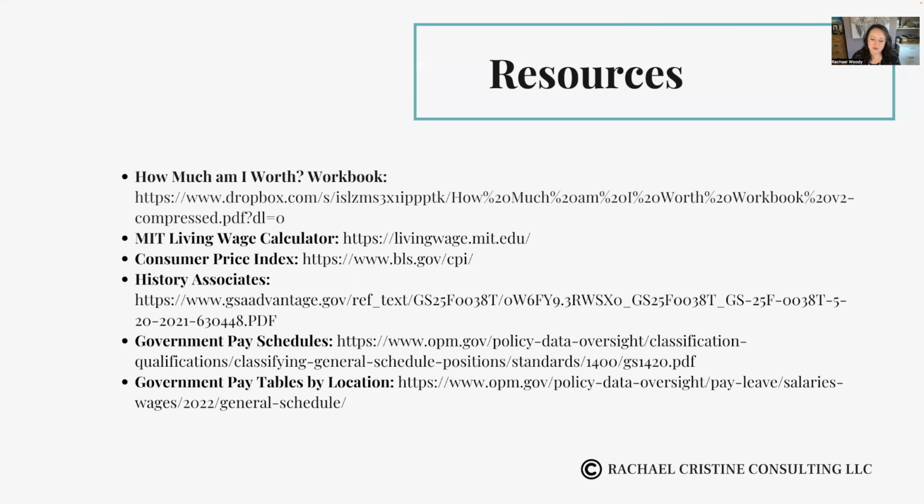History Associates, at least for their right now contract, that's the link for it. Government pay schedules you can find at the OPM government branch, and that's the link where you can find any of the 1400s for the 1420 archivist, and then you can also check out OPM for some of the other classifications. And then the pay tables, and that was pay by location with the hourly and annual salaries, you can find those at the OPM branch as well.